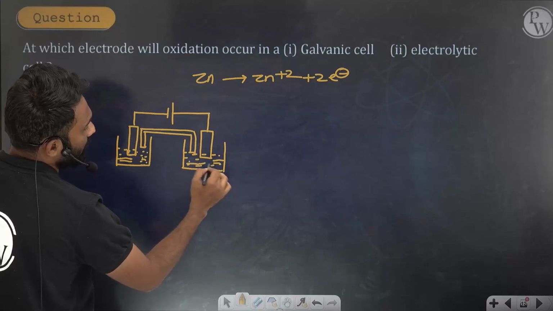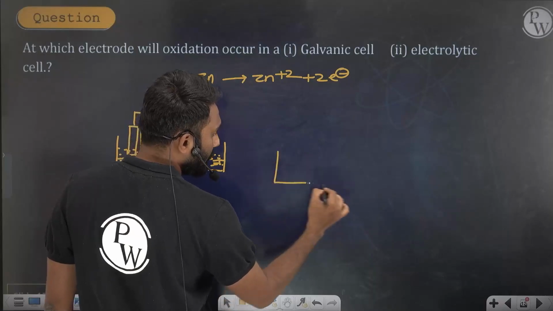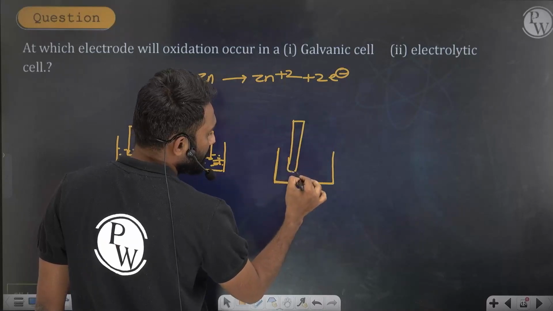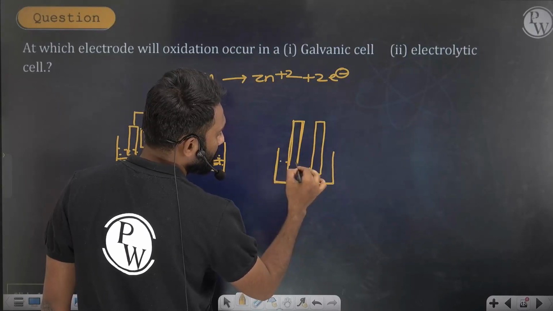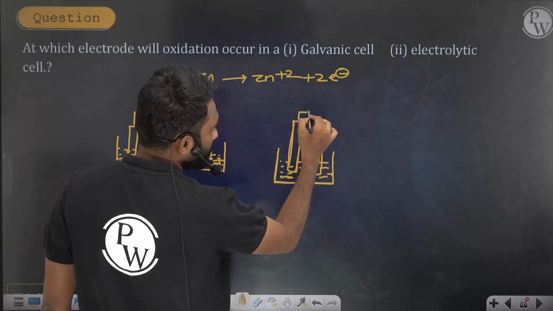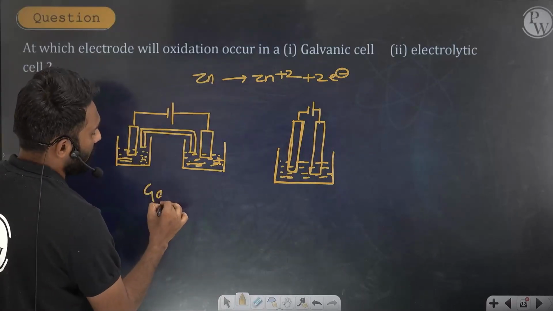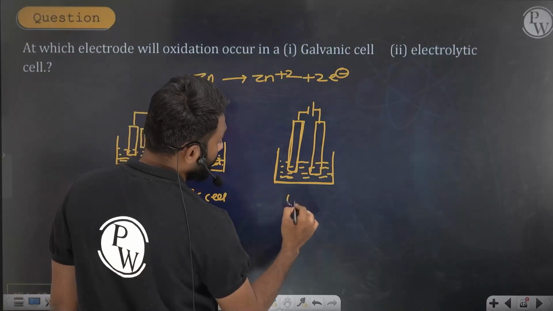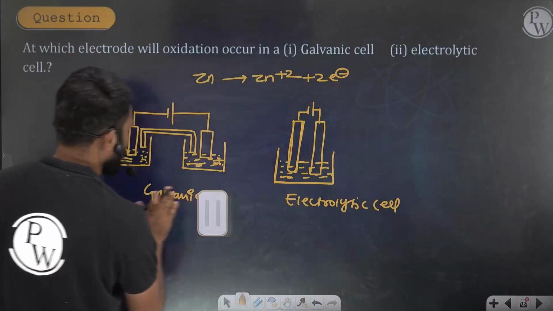Now this is a galvanic cell. What is an electrolytic cell? Now the two electrodes are present in the same vessel. Now this is a galvanic cell. Now this is an electrolytic cell or electrochemical cell.